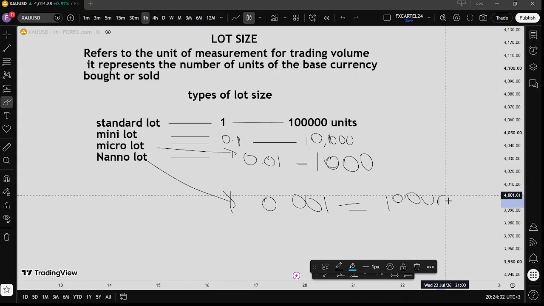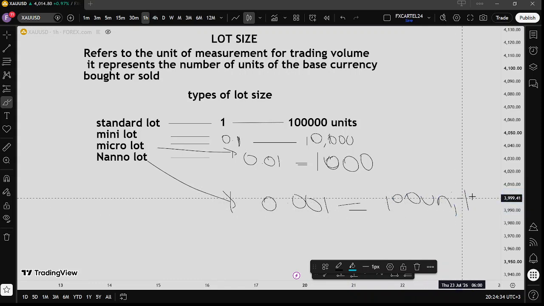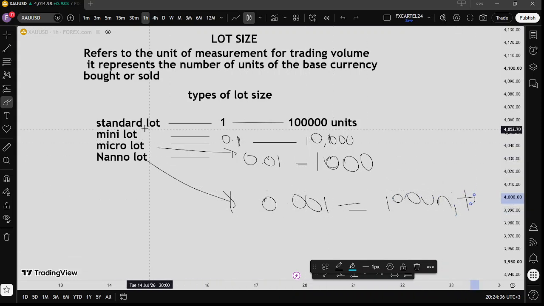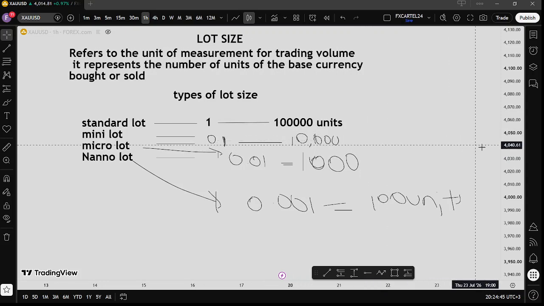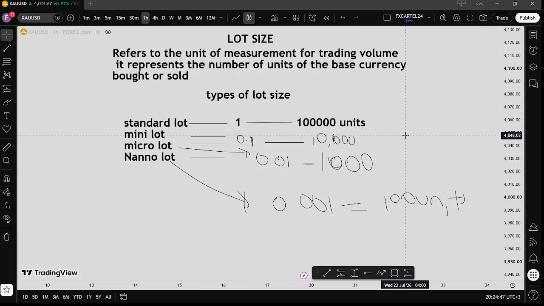100 units. So these are the measurements of a trading volume. Okay, so if in case the trading volume is very heavy for you, just pick at least 100,000 units that you're going to use.